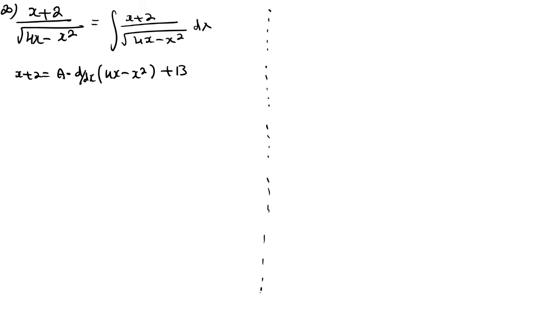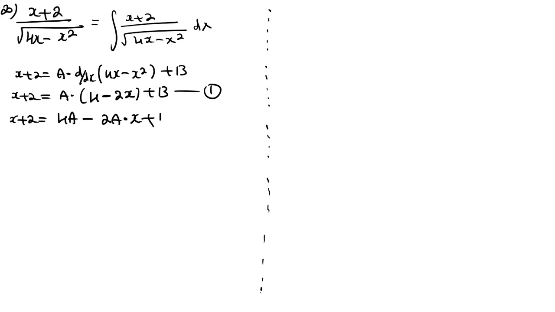Okay, so x plus 2 equal to a into differentiation of 4x is 4, differentiation of minus x square is minus 2x, plus b. So take it as equation 1, then simplify. x plus 2 equal to 4 into a is 4a, minus 2 into a into x, plus b.